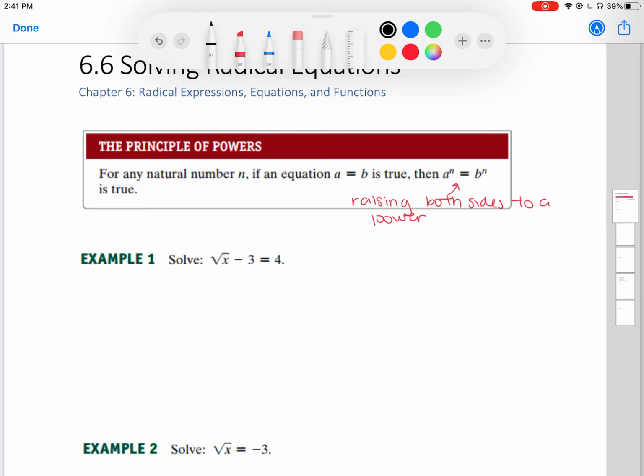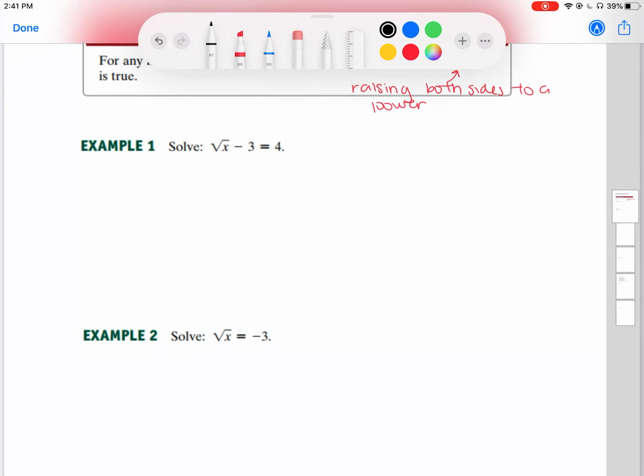All right, let's go ahead and take a look at the first example. We're asked to solve the square root of x minus 3 equals 4. All right, well, we want to solve for x, so our goal is to get the square root of x, or our ultimate goal is to get x by itself. Let's begin by getting that square root of x by itself by moving that 3. So we go ahead and add 3 to both sides, so that we're left with the square root of x is equal to 7.